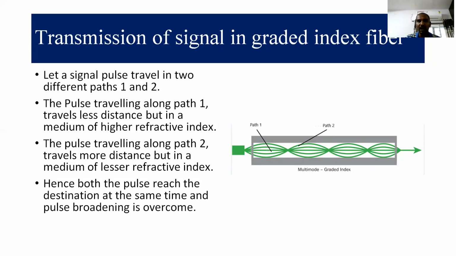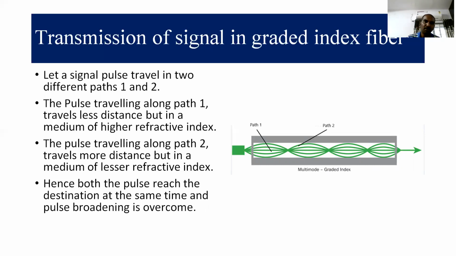The pulse traveling along path 1 travels less distance but in a medium of higher refractive index. See here, path 1 travels less distance because it travels almost axially along the axis of the optical fiber, but in the medium of higher refractive index. And the pulse traveling along path 2 travels more distance but in a medium of lesser refractive index. Observe here, it suffers maximum total internal reflection. That's why it reaches the core clad interface. That's why it travels more distance, but in a medium of lesser refractive index.